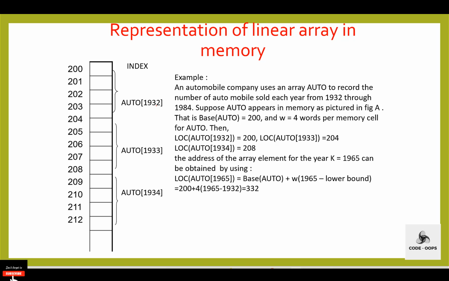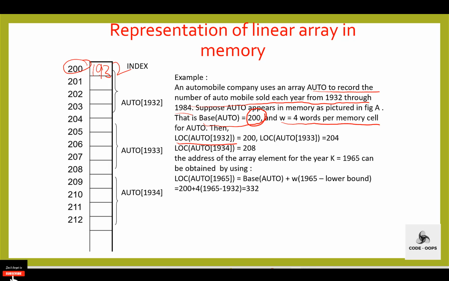Let's see the example. An automobile company uses an array auto to record the number of automobiles sold each year from 1932 through 1984. The base of auto is equal to 200. 200 is the base address of an array. And W is equal to 4 words per memory cell for the auto array.